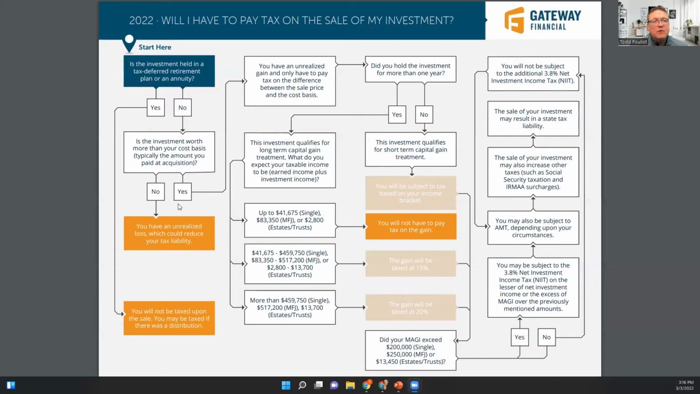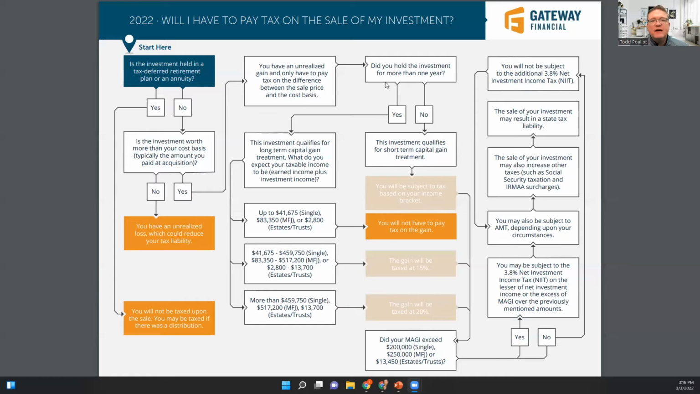Is the investment worth more? Let's say yes. You have an unrealized gain and only have to pay tax on the difference between the sale price and the cost basis. So if you bought something for $8 and it's now $10, the difference is $2, and that's the taxable amount that you would pay. And the same if it's $80,000 and $100,000. Be aware zeros do make a difference in the amount you pay, but understanding that it's only the 20% gain that you'll pay on the tax.